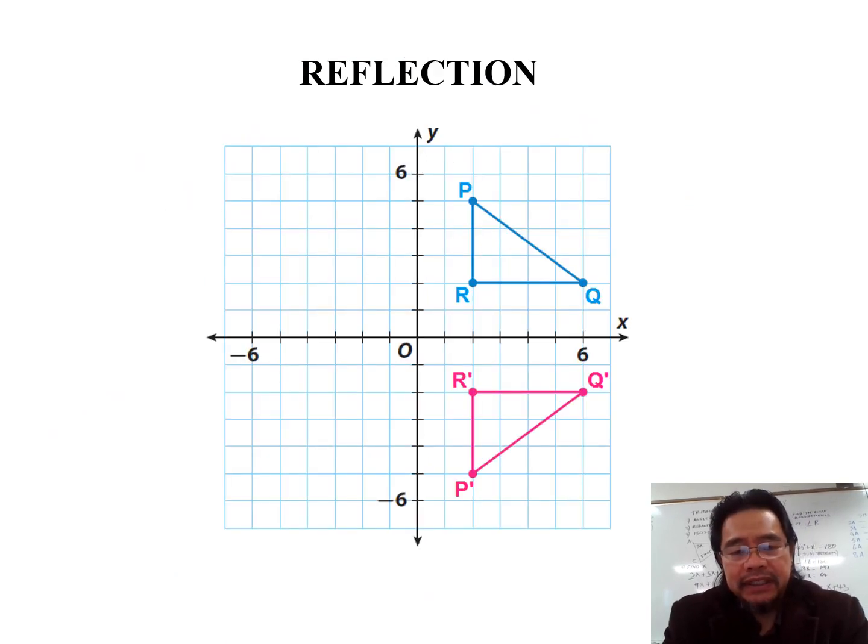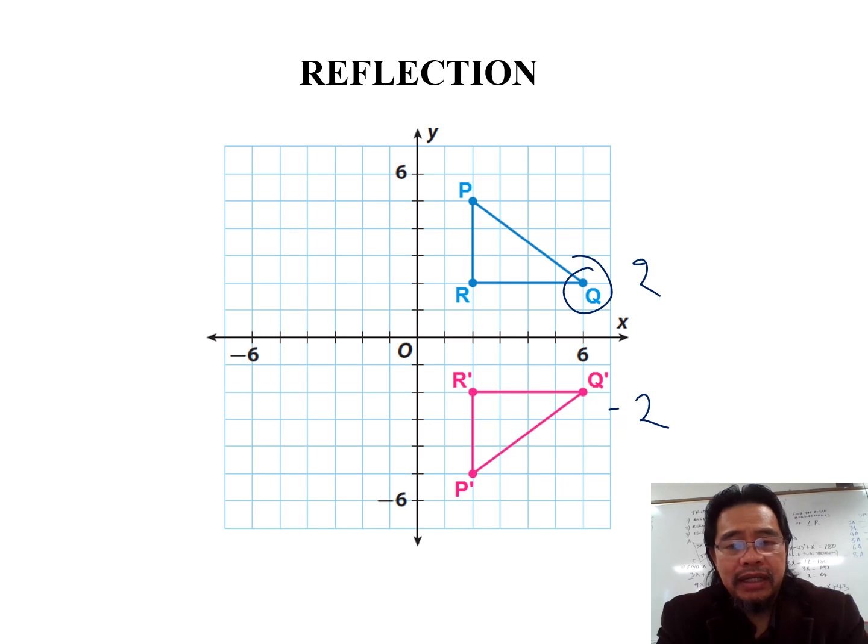And another example here, in the graph, you'll find out that Q, for example here, is 6 and 2. But it now becomes 6 and negative 2. So the y here is 2, the y here is negative 2. So it changes. But we will deal with that later on, about the coordinates of reflection or coordinates of translation. Okay? So it flips over.